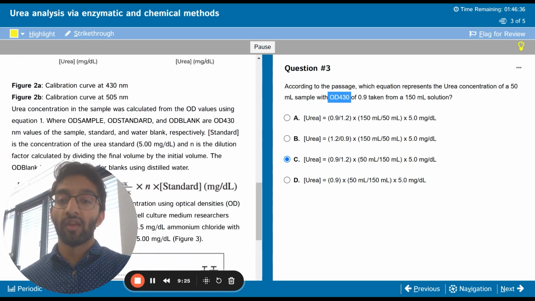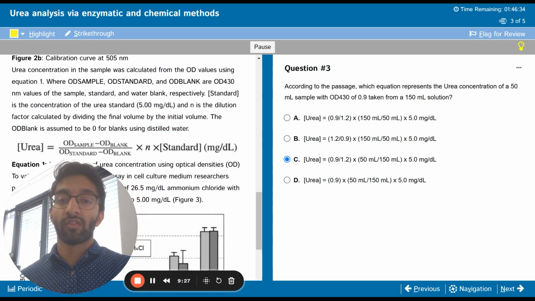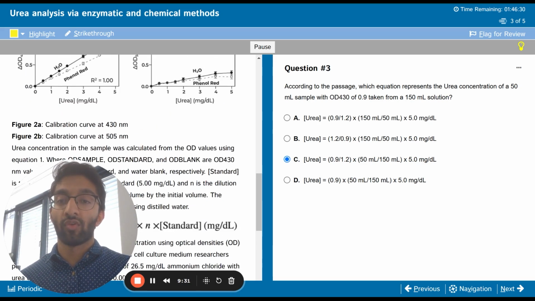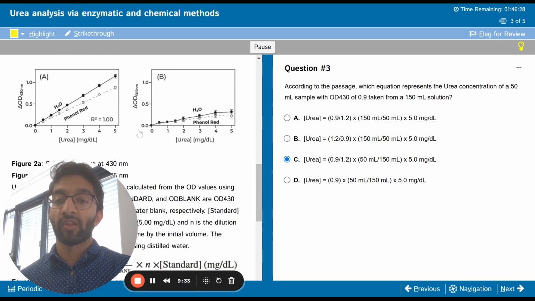The hint is just the fact that they tell you the concentration of the standard is 5 milligrams. So that means if you were to take a value from here, it'd probably be the one at 5 milligrams per deciliter. And then, is it going to be phenol red or H2O? Well, I can't really tell you exactly why phenol red is there, but you don't need to know that. The more important point here is understanding that this value is nowhere in the answer choices, right? That's what, 0.8 or something like that? That's not going to be the answer.